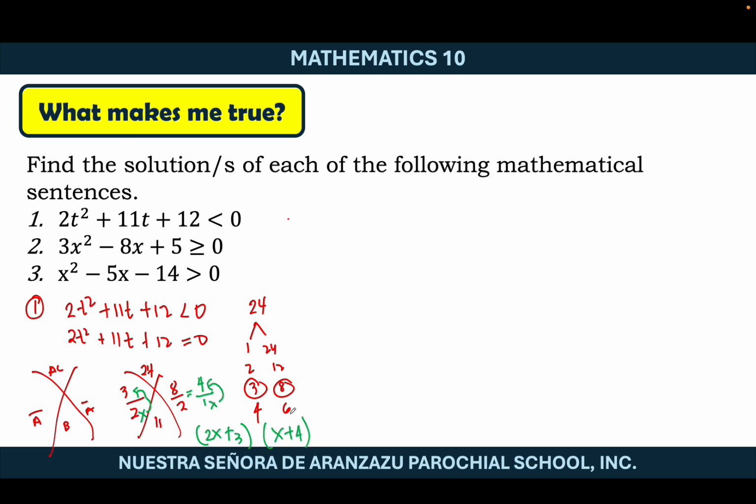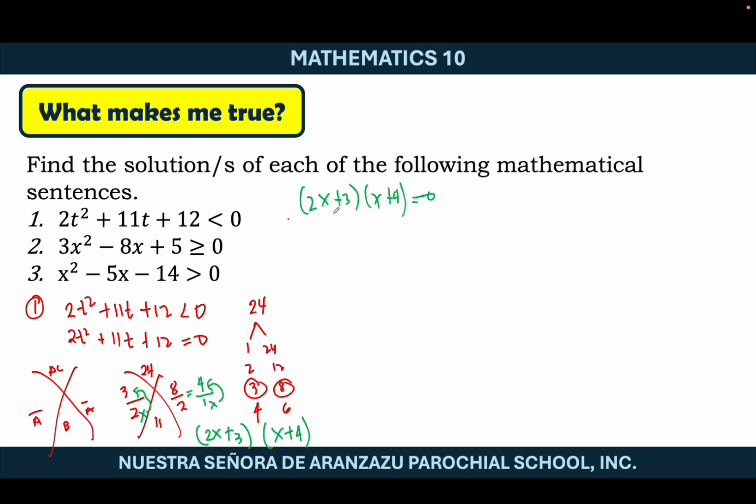So, kung hindi nyo pa master yung paggamit ng x method, mayroong separate video dyan. Pahanap na lang yung about sa factoring polynomials. So, using an x method. Okay. So, continue natin dito. So, we have the factored form 2x plus 3 times x plus 4.